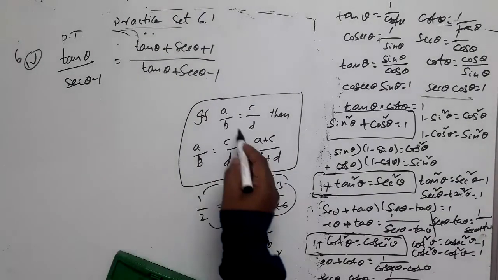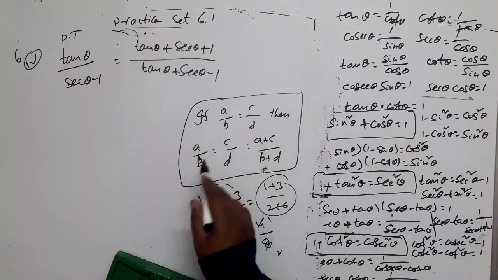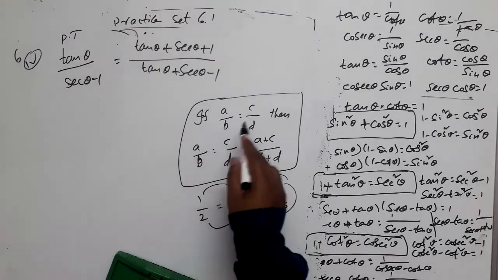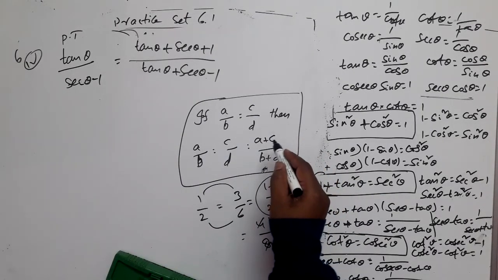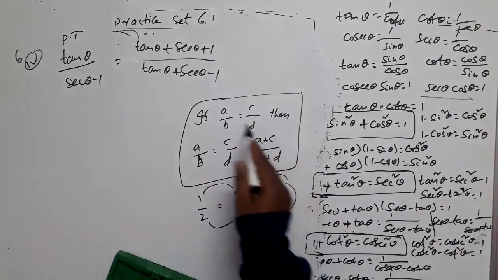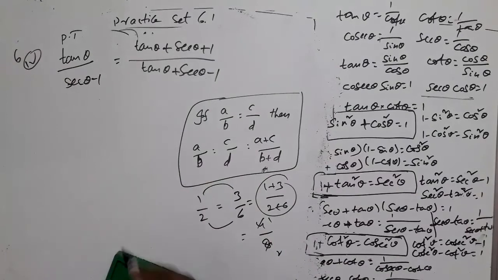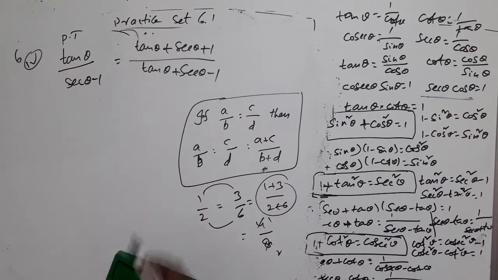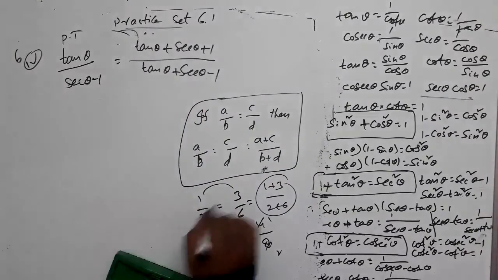If you have two ratios equal, you can say that they are in turn equal to the ratio whose numerator is the sum of the numerators of the given two, and whose denominator is the sum of the denominators of the given two. Yes. Now let us see here. You can use this relation now.